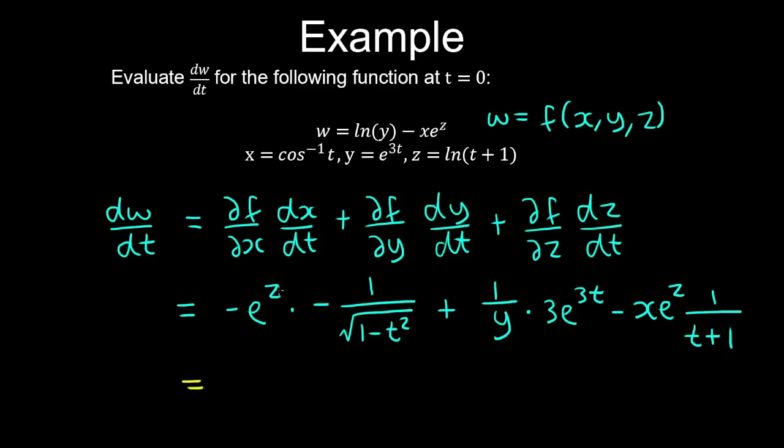And now we can substitute for x, y, and z. And minus multiplied by minus is plus. So we have e to the z, which is e to the natural log of t plus 1, being t plus 1, over the square root of 1 minus t squared, plus 1 on y, being 1 over e to the 3t, by 3e to the 3t, which is 3. And minus x, being the arc cosine of t, multiplied by e to the z, which is t plus 1 on t plus 1, which is 1.